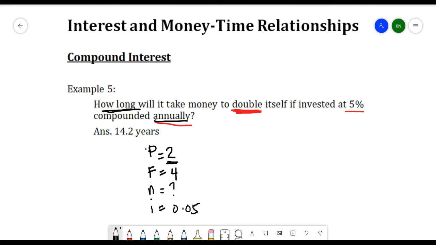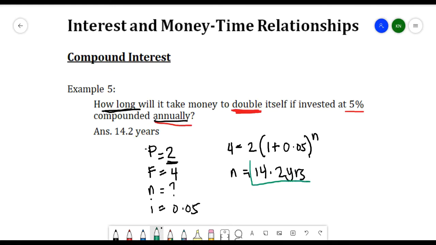In order for us to solve this one, we can still use the same formula. So we have 4 as our future worth, 2 as our present worth, multiplied by 1 plus I, which is 0.05. So we are looking for the N. So N now is equivalent to 14.2 years. So this is now our final answer. After 14.2 years, your money, which is 2, for example, will double, and that will become 4 after 14.2 years.